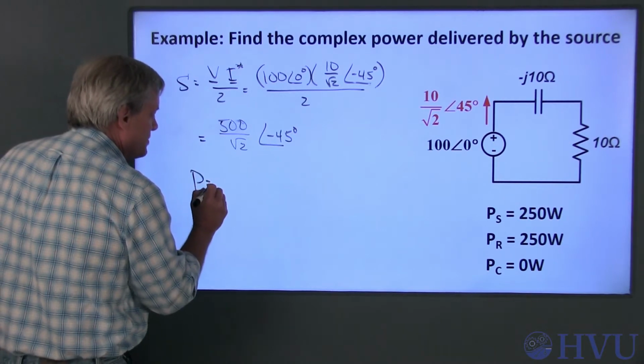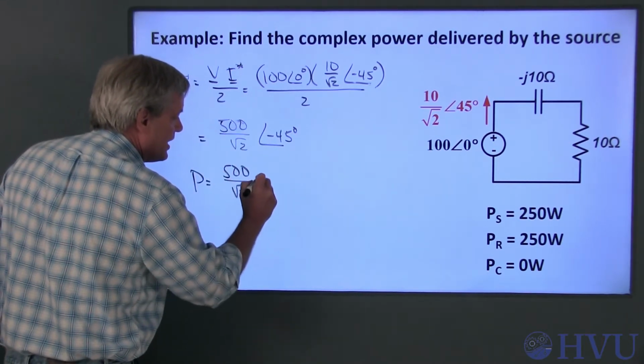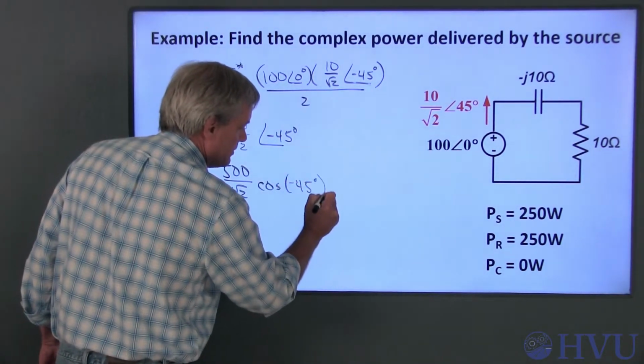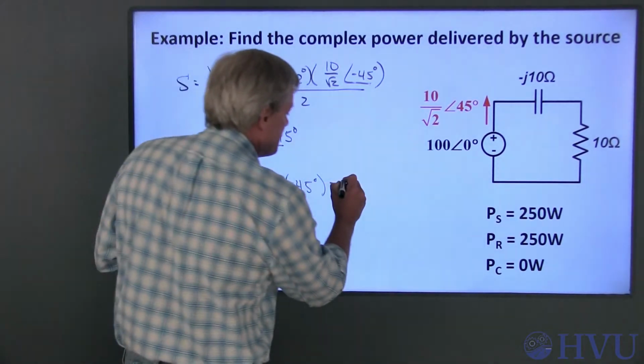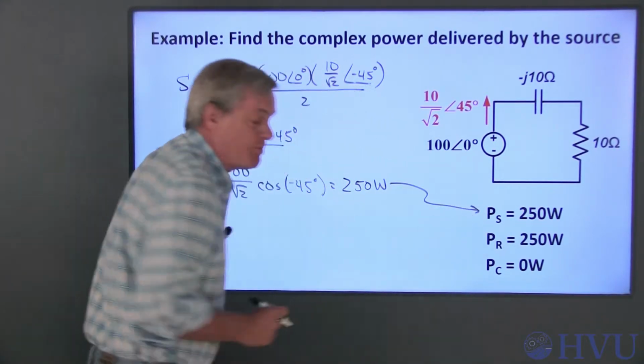Now, the average power is going to be this magnitude, 500 over root 2 times the cosine of this angle, negative 45 degrees. Cosine of negative 45 degrees is 1 over root 2, so this becomes 500 over 2, or 250 watts, which agrees with our previous answer.